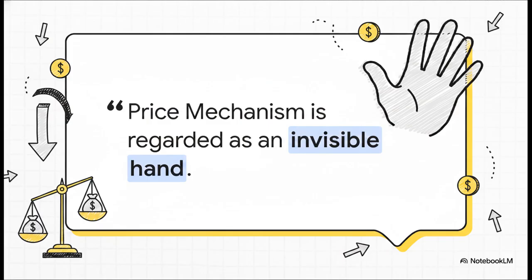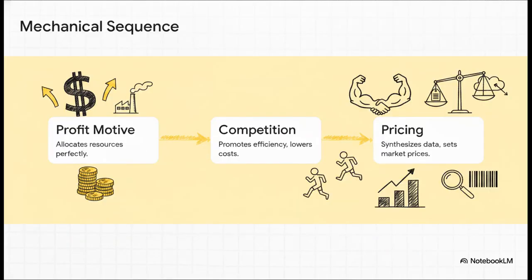It's so effective and yet completely decentralized that the legendary economist Adam Smith famously called the price mechanism an invisible hand that guides the market. Let's actually walk through the mechanical sequence of this invisible hand. Step 1 is the profit motive. Maximizing profits is the sole motive of producers here. It's literally the only reason economic activities are carried out, and it is what perfectly allocates resources. Producers will automatically shift to produce goods that yield higher profits.